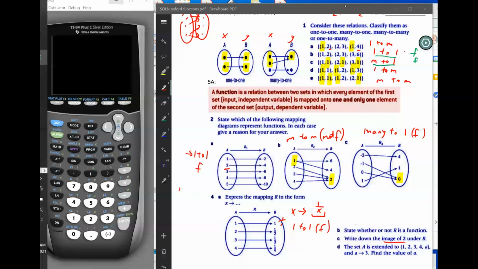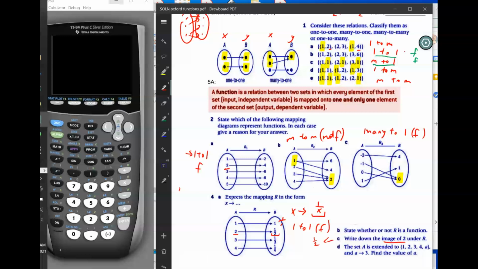And then part C, it says write down the image of 2 under R. So the image of 2 is a fancy way of saying the y value. What is the y value that corresponds to the x value of 2? The image of x is actually the y value. So the image of 2 is the y value that corresponds to 2. And in this case, I look to see the x value is 2. The y value that corresponds to it is 1/2. So the answer to C is 1/2.